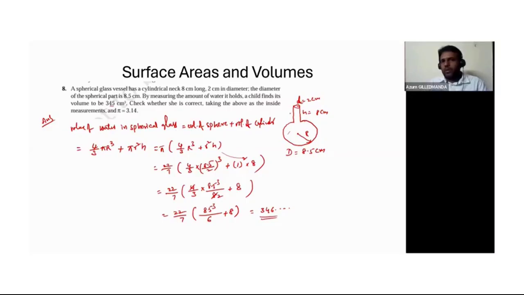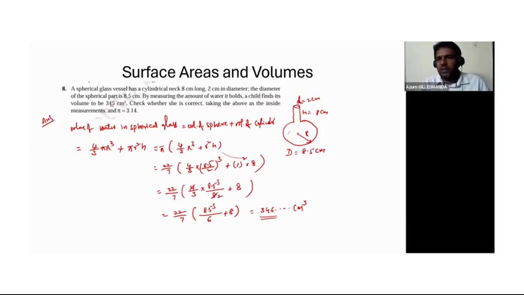That is 4 by 3 pi r cube. And you can also fill the water in the neck, that cylindrical part. So that is pi r square h. So I took pi common and substituted the values. So if I calculate, I'll get 346 point something centimeter cube, but the child who has measured is 345, which is slightly incorrect. Okay, that much you can say. So with that, I think we are concluding this chapter.